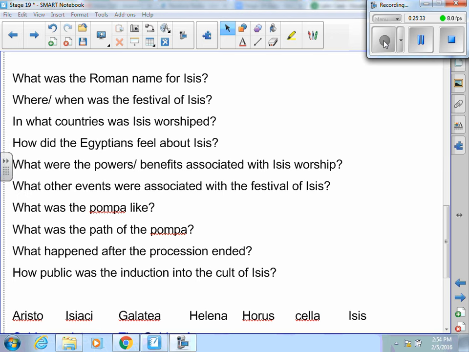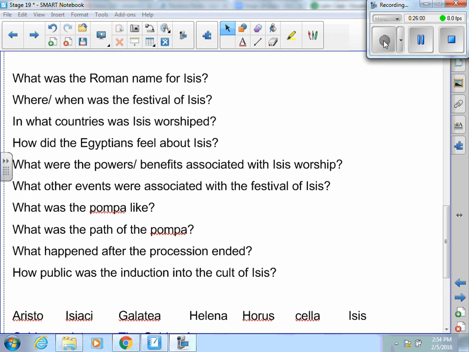What other events were associated with the festival of Isis? That would have been the opening of sailing season. Remember, grain coming from Rome was very, very important. So for them to start this festival with the opening of sailing season and how closely it was related to that, it is no wonder why the Romans attached themselves to Isis.